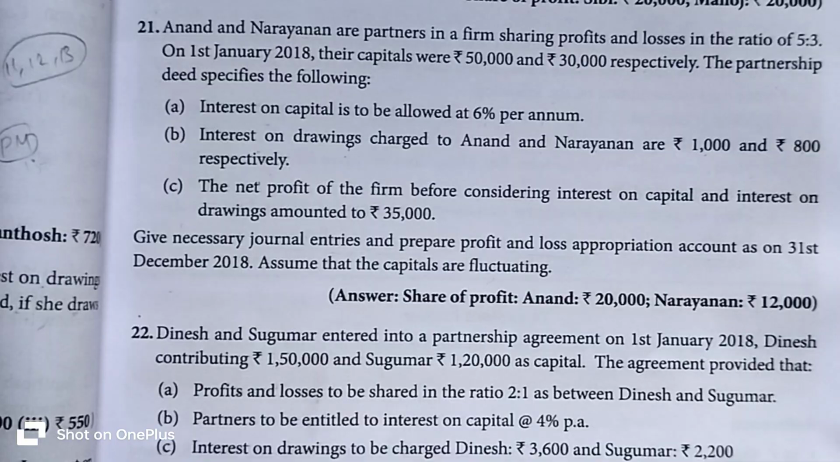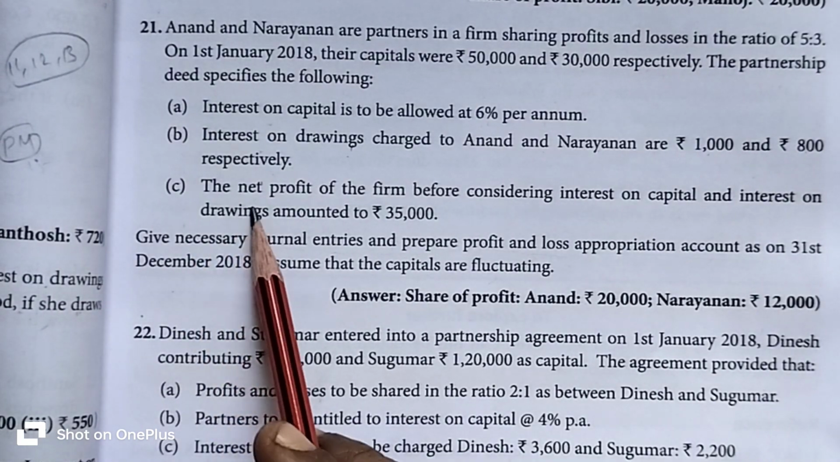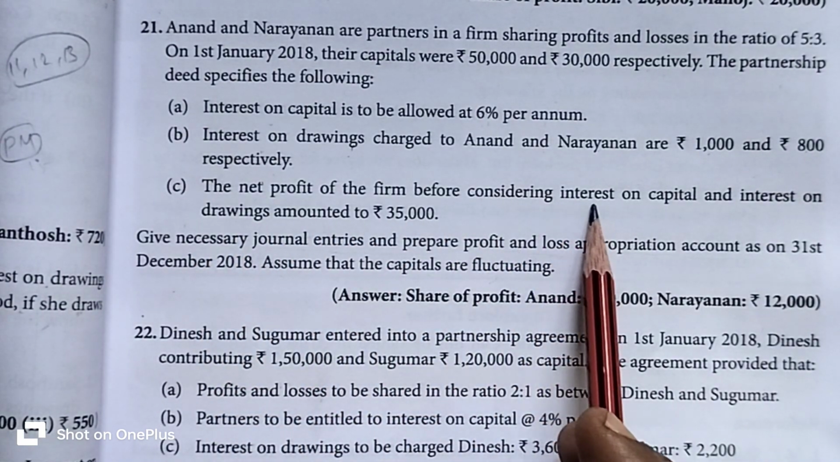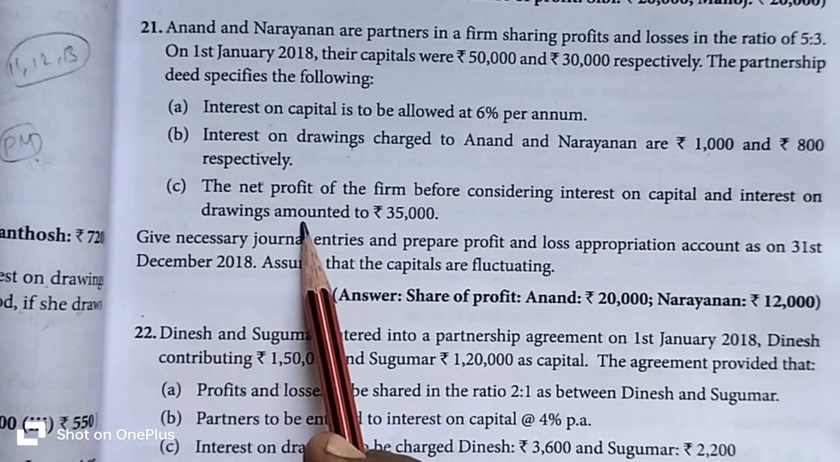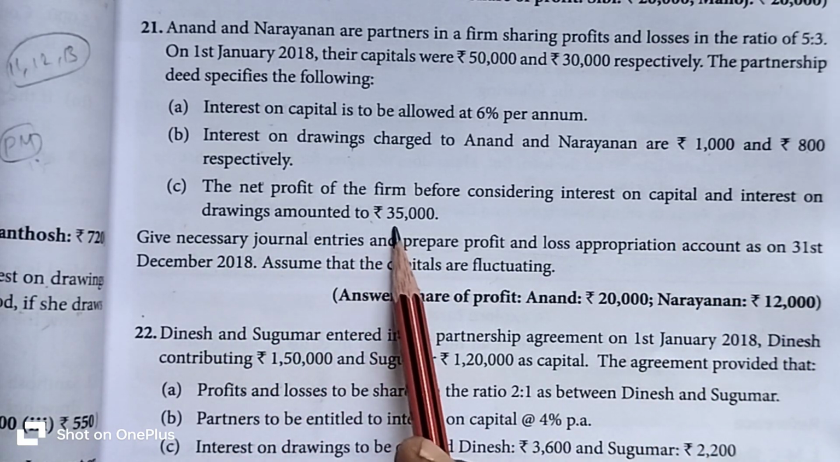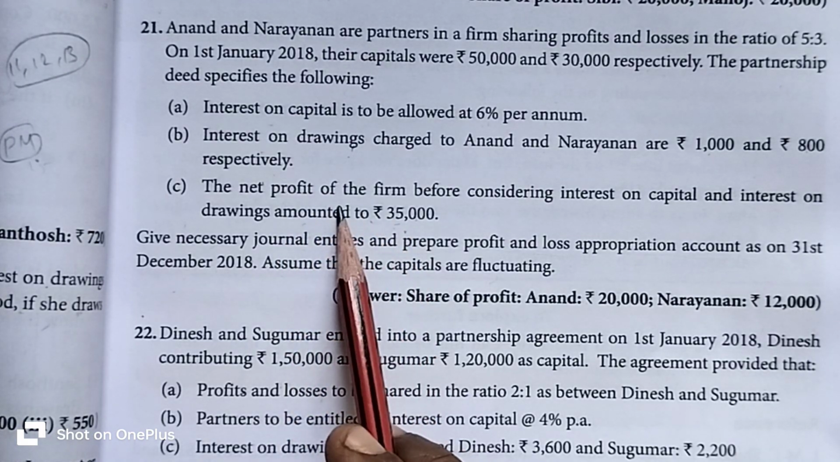Okay. And the next, C question, is the net profit of the firm before considering interest on capital and interest on drawing amounted to 35,000 rupees. The net profit is 35,000 rupees given in the question.